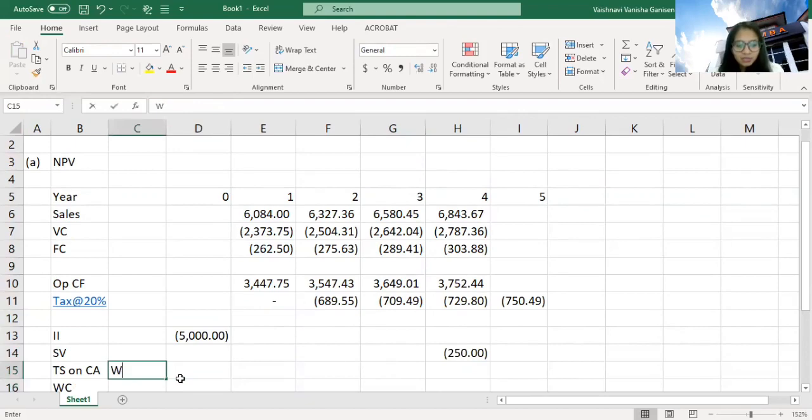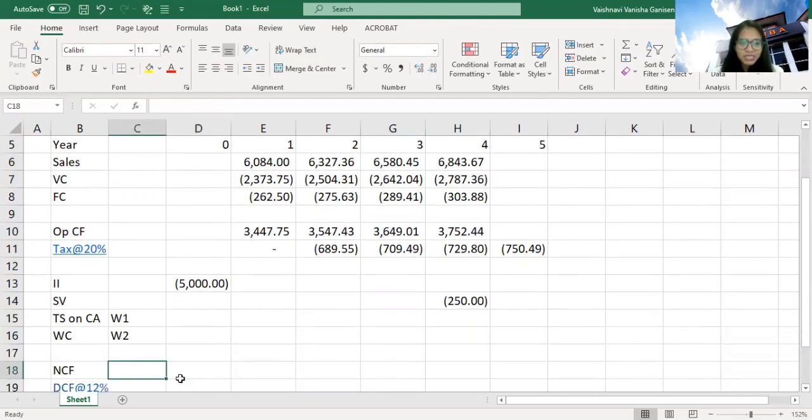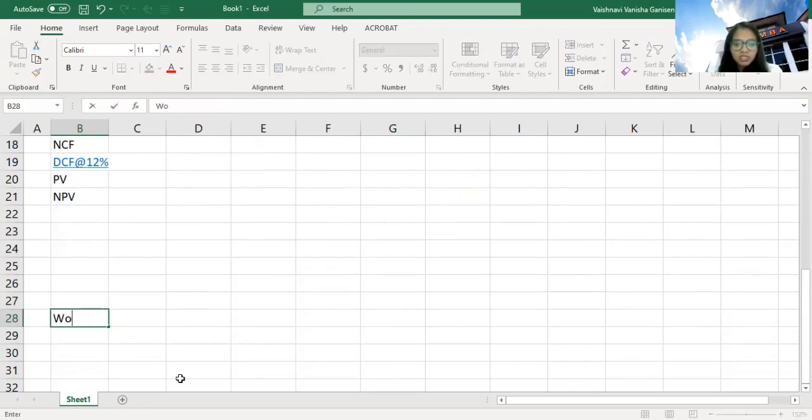Now, tax saving on capital allowance, always do working 1. For your working capital, always do working number 2 as well. So let's go down and do your working. So I'm going to leave a few lines. Why I am leaving a few lines is for you to comment, you accept, you reject, and all that, right? So workings, number 1, tax saving on capital allowances, year, cash flow, tax at 30%, timing.